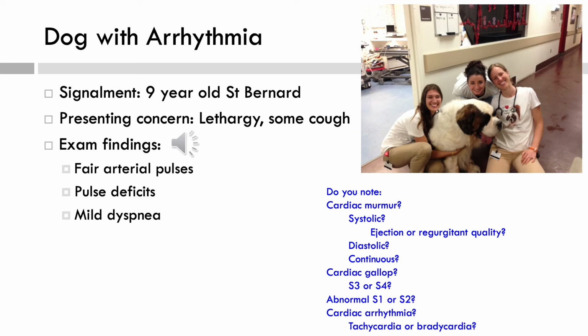This next case is a 9-year-old St. Bernard who presents for lethargy and cough. Findings on exam include some abnormal auscultatory findings. The dog has slightly weaker than normal arterial pulses with pulse deficits and mild dyspnea. Let's listen to the recording from auscultation.